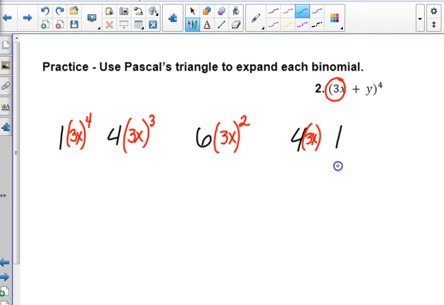Okay. We're in luck. There's just a plus 1y. So this will be a y to the 4th. This one will have a y to the 3rd, y squared, y, and no y's. Everything was positive.